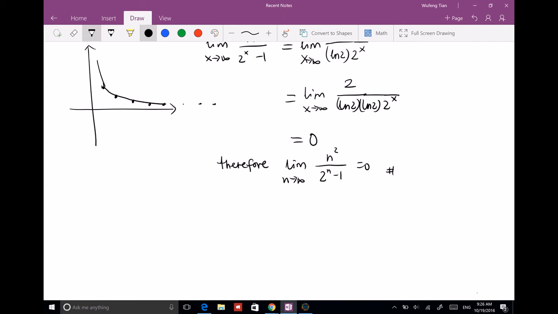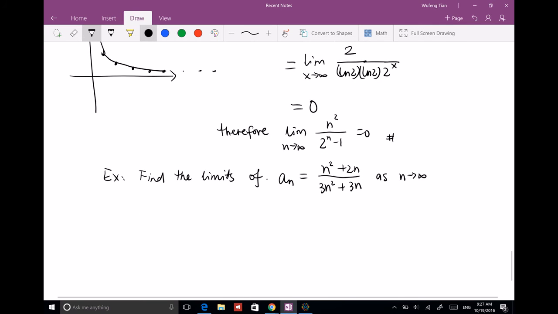So now I would like you to try another example by yourself. Find the limit of a_n equals n squared plus 2n over 3n squared plus 3n as n goes to infinity. Can you finish this one?